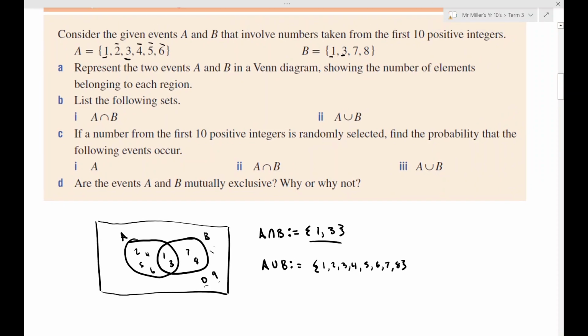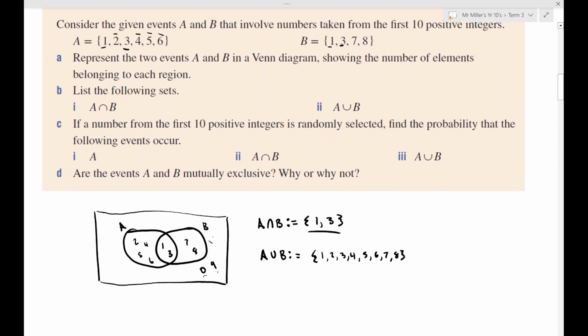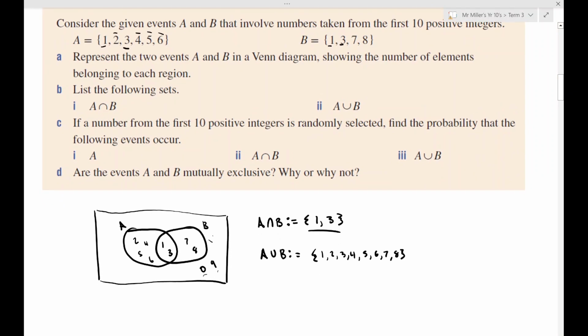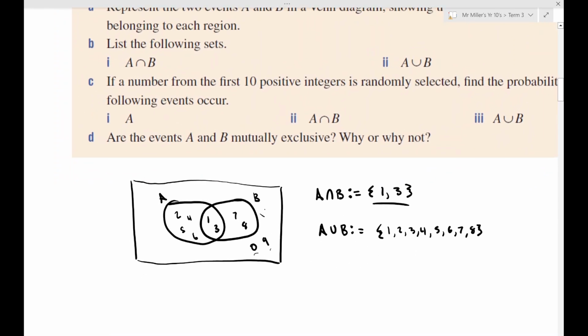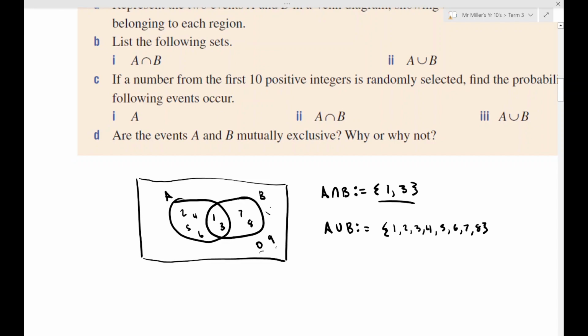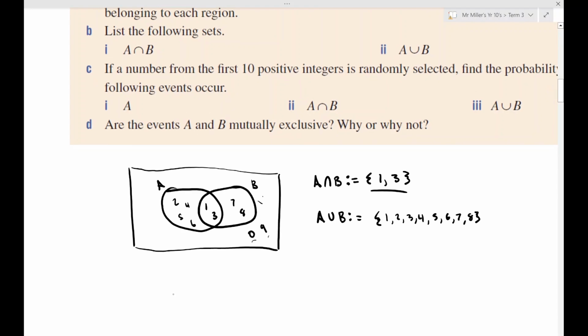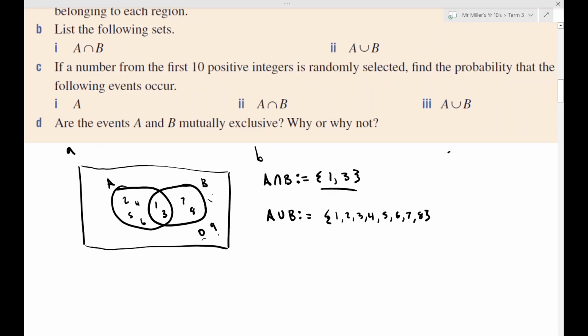Okay. Now, if a number from the first 10 positive integers is randomly selected, find the probability that the following events occur. Okay, so if I pick a number from 1 to 10, what's the chance that it's going to be either 2, 4, 5, 6, 1, or 3? Right, so remember 1 and 3, they're still in set A. So the probability that I select a number in set A, well, this was A, this is B, C we'll do over here.